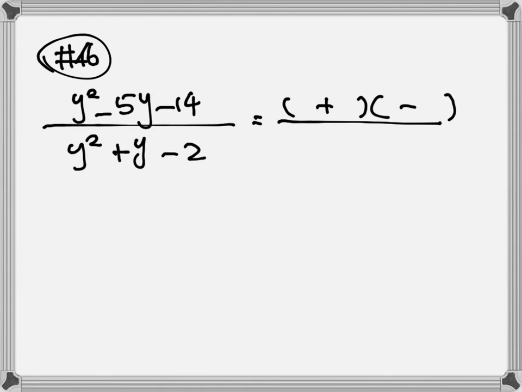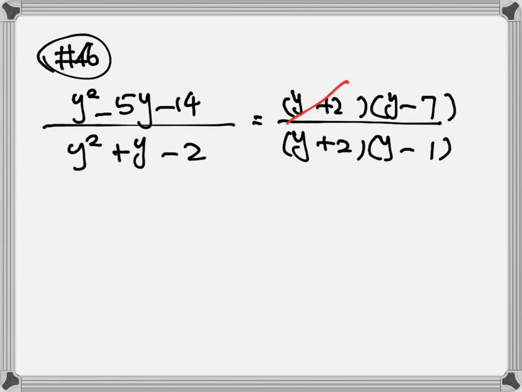So it will be y minus 7 and y plus 2. The denominator also will be a plus and a minus. So it'll be 2, 1, y, and y. Now, after you do the factoring, top and bottom both have y plus 2, so we cancel out the y plus 2. So my answer will be y minus 7 over y minus 1.